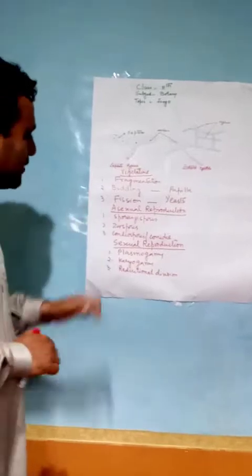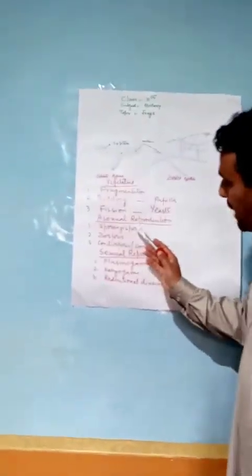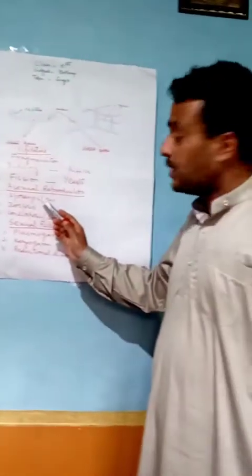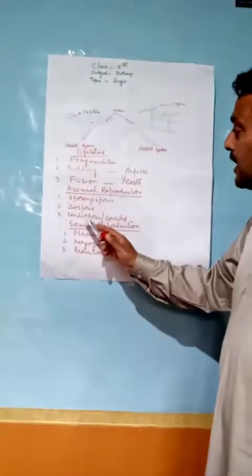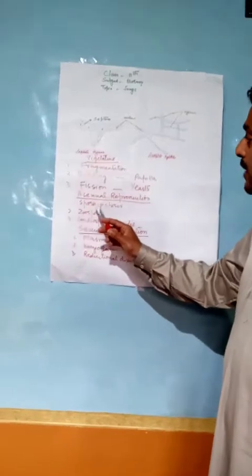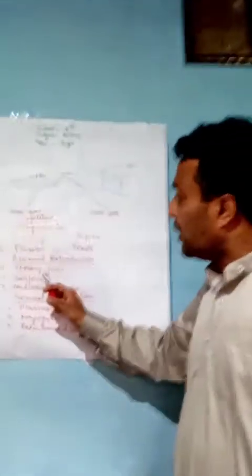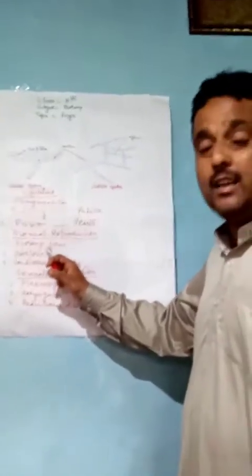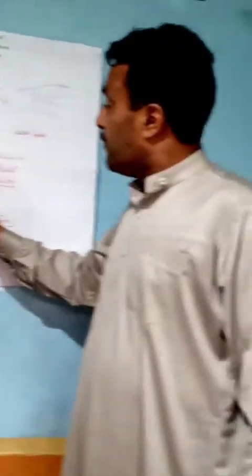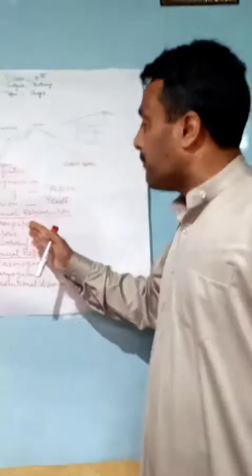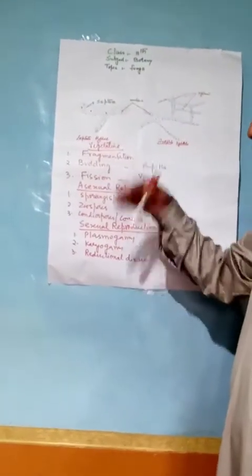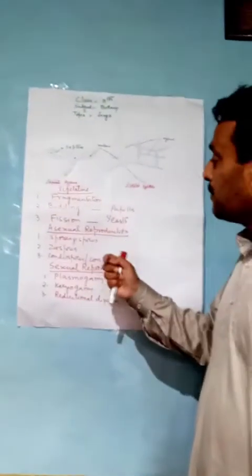Now, asexual reproduction can take place by means of three different types of spores. First one is sporangiospores, second one is zoospores, third one is conidia. What are these sporangiospores? These are non-motile spores which are found in a special structure called a sporangium, and these spores may be uninucleate or multinucleate, and they give rise to the individual plant.